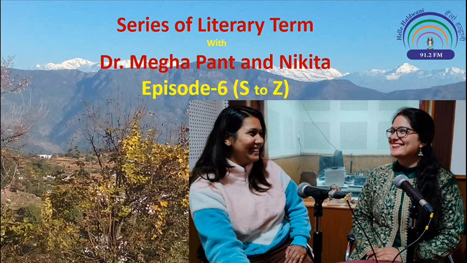Iago in Othello is a master manipulator using deceit and manipulation to incite jealousy and destruction, making him one of Shakespeare's most notorious villains. The next term with the letter W is wit.